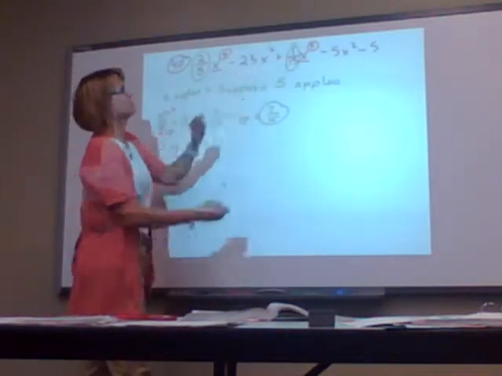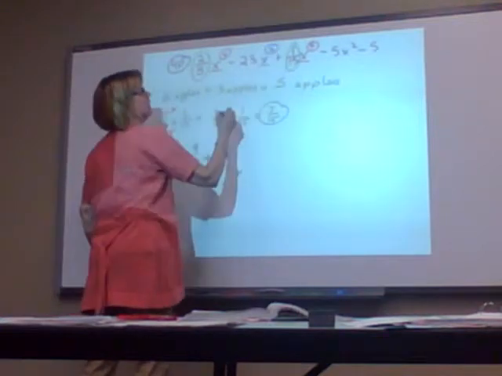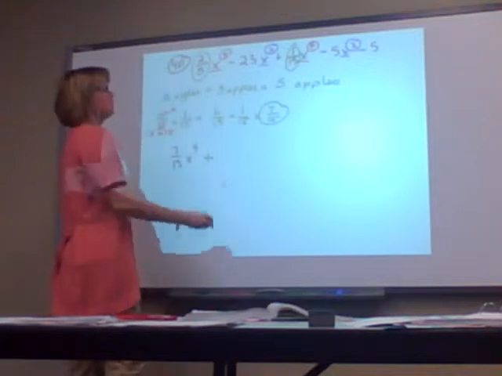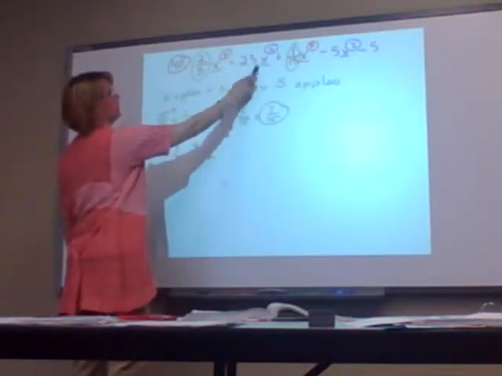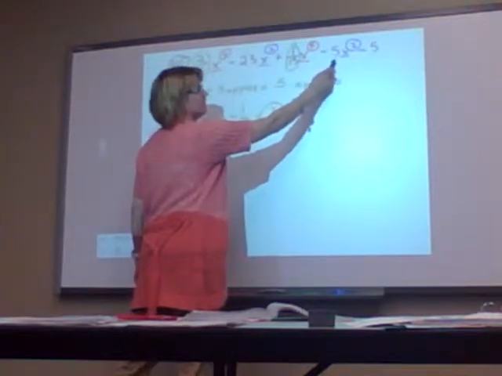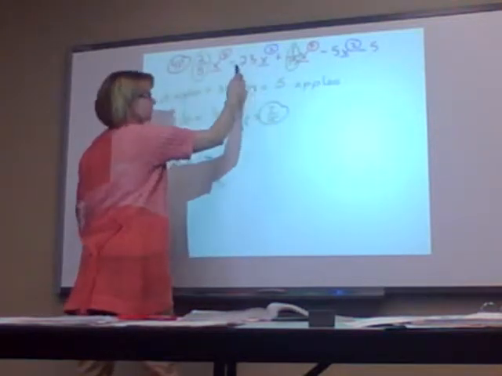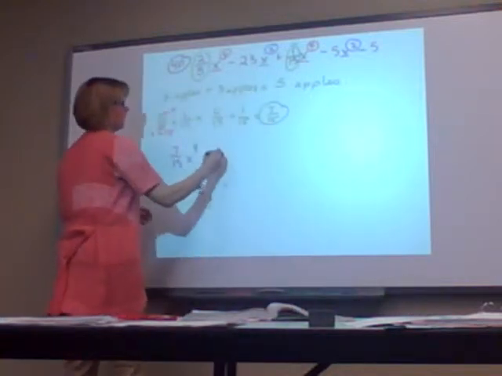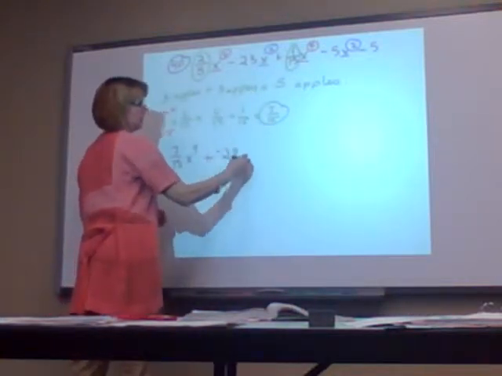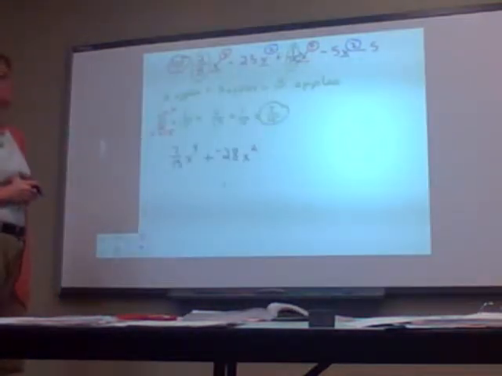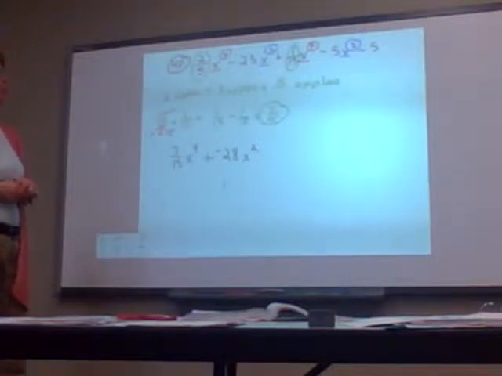Here I have an x squared, and this term also has an x squared. So if I was going to take a negative 23 of those things, and then add another negative 5 of those things, together negative 23 and negative 5 would be negative 28 of those things, which is x squared. So adding the coefficients and tacking on the variable part.